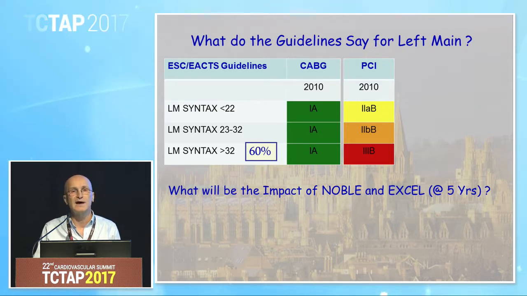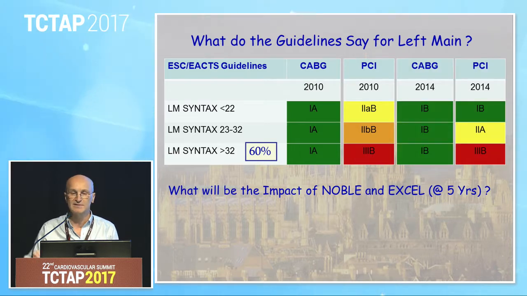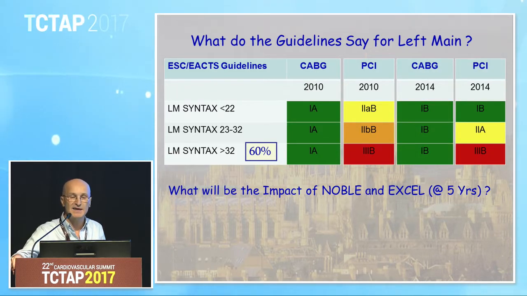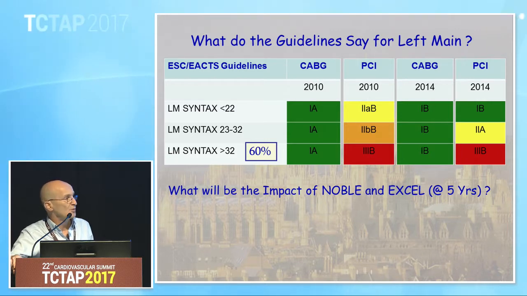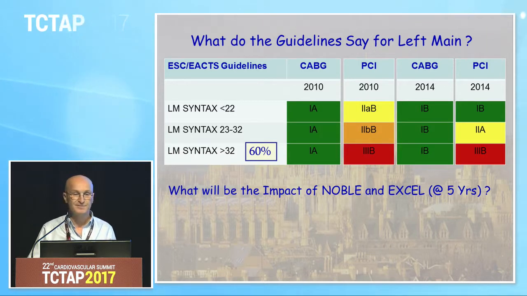So what do the guidelines say for left main? If we look at the European guidelines from 2010 to 2014, we can see that CABG remains a class 1 indication for all types of left main, but the 2014 guidelines upgraded the indication for PCI for SYNTAX scores below 22 from 2B to 1B, and from 23 to 32 from 2B to 2A. But I would suggest that when we get the 5-year results of XL and NOBLE, we will be downgrading again the indication for PCI in these patients.